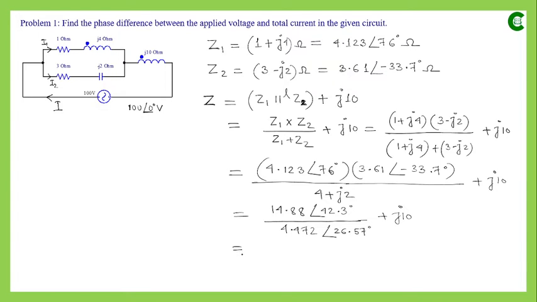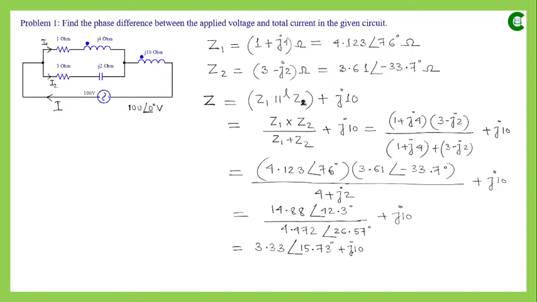Now 14.88, this r value will be divided by this r value 4.472. If we do that, then that value will simply be 3.33, and this time we are dividing, so it will be theta 1 minus theta 2, so the angle value will be 15.73 degree, and then with that j10.